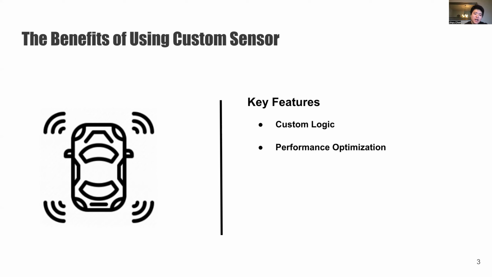Performance optimization. Since a custom sensor allows you to optimize how and when the sensor checks for conditions, for example, you may want to reduce the frequency of API calls, implement custom backoff strategies, or manage rate limits more efficiently. This can lead to more efficient use of resources and reduce the risk of hitting API rate limits.